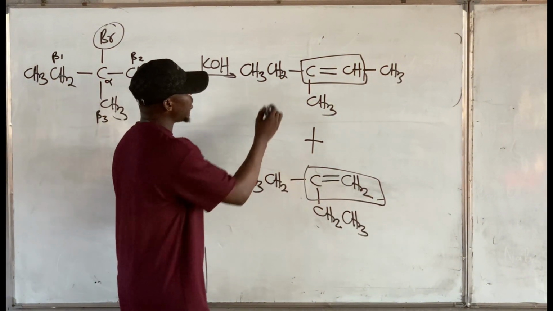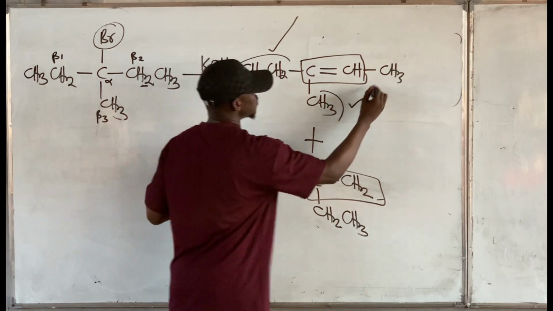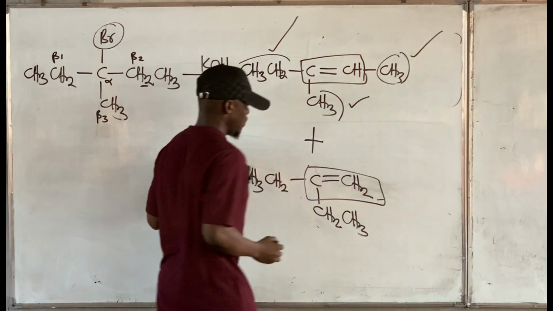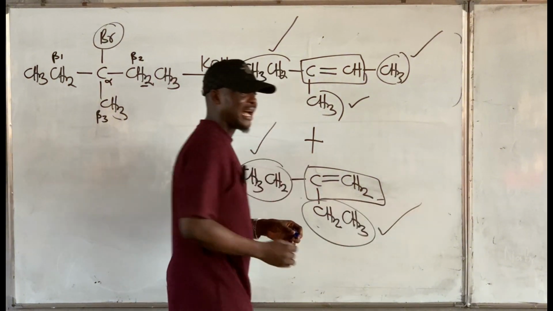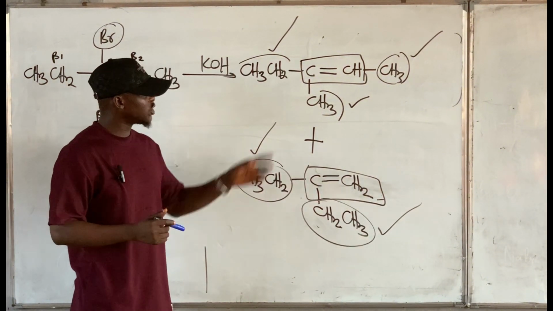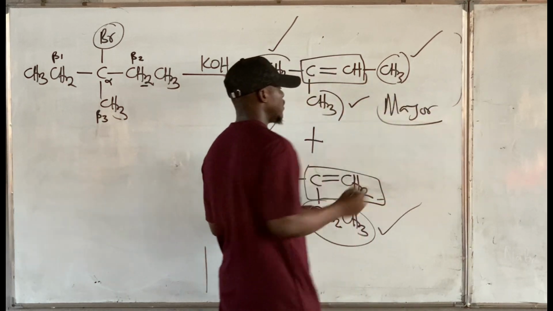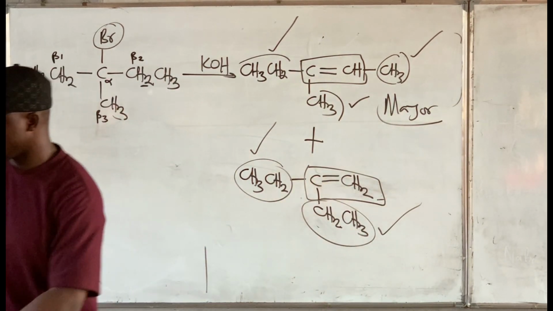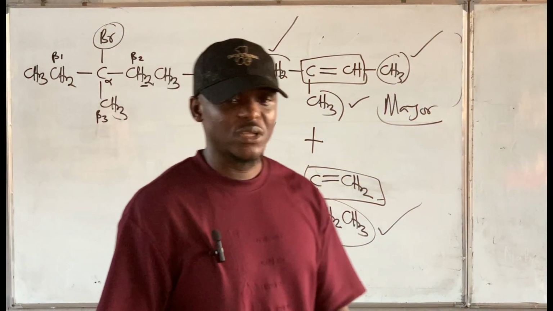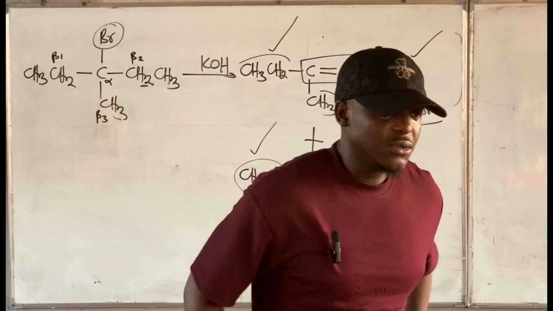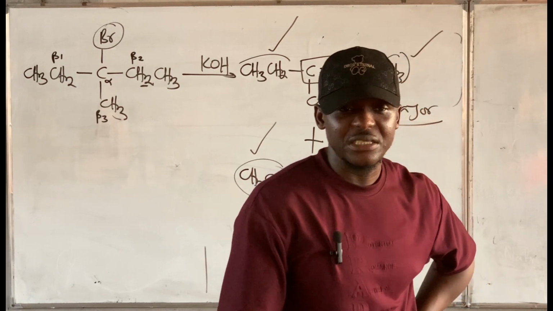According to saytzeff, how many alkyl groups are attached to here? 1, 2, and what? This guy is how many? So according to saytzeff, the more stable will be the one that has more alkyl groups, right? So which of these will be the major? The first. So that is that for the elimination reaction class. With this now, what we have done, you can actually smash your past questions. I'm serious, for elimination reactions, you can smash it. What is remaining is now substitution.